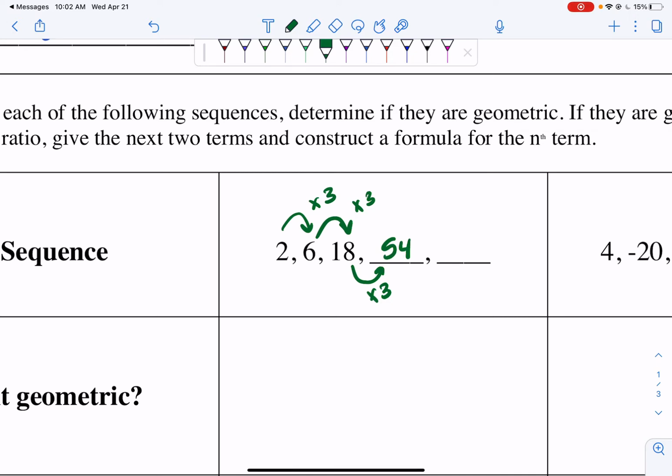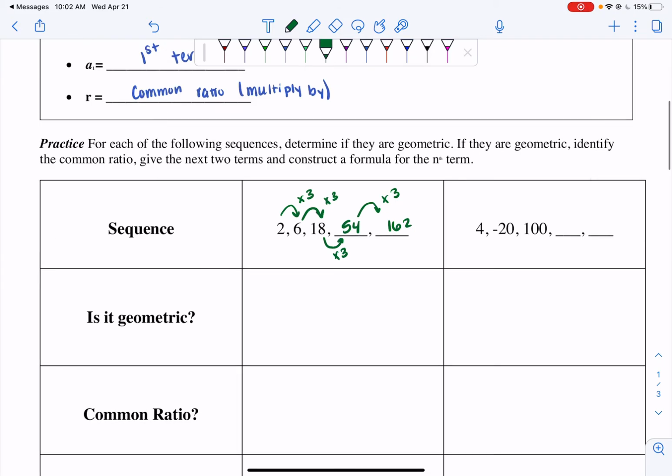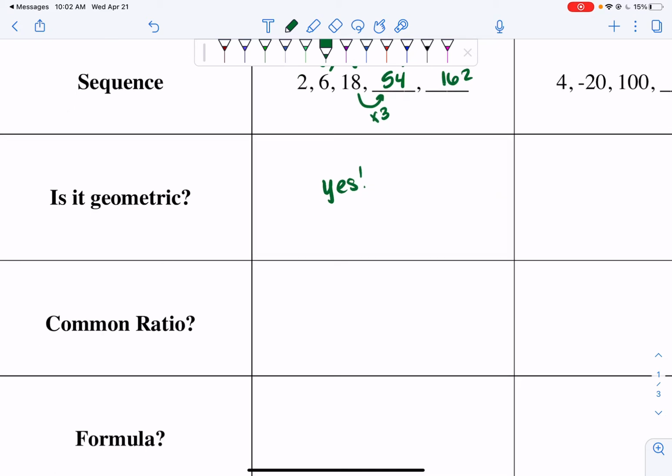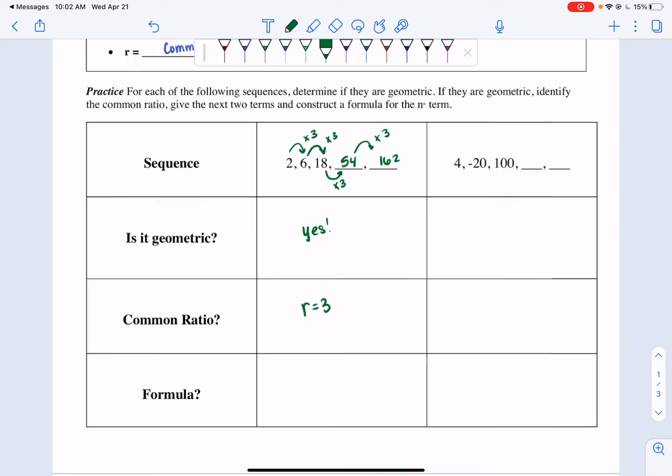Then I multiply by 3 again. What's 54 times 3? It's 162. So those are the terms of my sequence. And remember, it goes on forever and ever. So if I look, this is geometric because I'm multiplying by a 3 each time. My common ratio is the number I'm multiplying by. What number am I multiplying by? Very good, a 3. So I can say r is equal to 3.